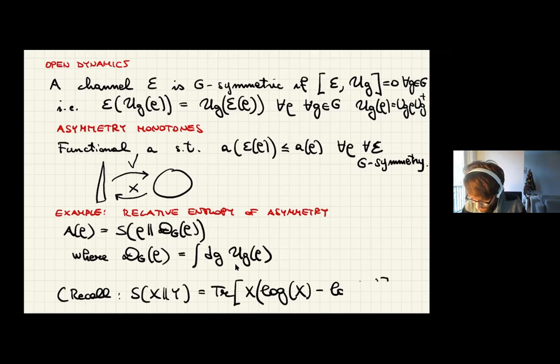And this asymmetry is basically measuring a distance between rho and D_G of rho, which is in a sense the closest state to the set of all symmetric states. So these are all symmetric states. This is your rho. So D_G of rho is going to be some state which is symmetric. And this asymmetry is in a sense measuring, it's not a distance, but intuitively it's measuring the distance between rho and the closest symmetric state. Of course, it's giving you a measure of how asymmetric your state is, how much it breaks your symmetry.